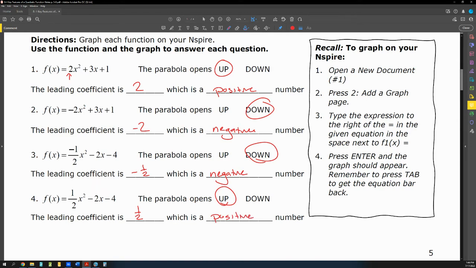So what's the pattern here? How can we tell from the equation whether or not the parabola will open up or down? You could probably guess it. Yes, it has to do with the leading coefficient. When we write quadratic equations in standard form, if the leading coefficient, the number before the first term, is positive, the parabola will open upward. And if it's negative, the parabola will open downward.